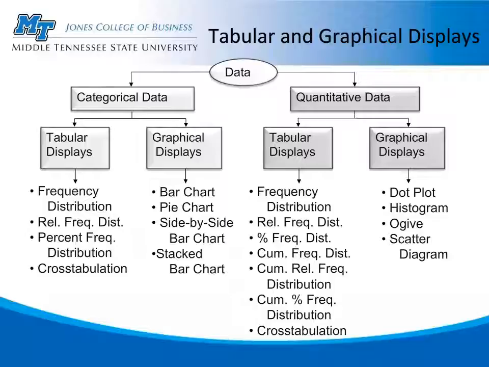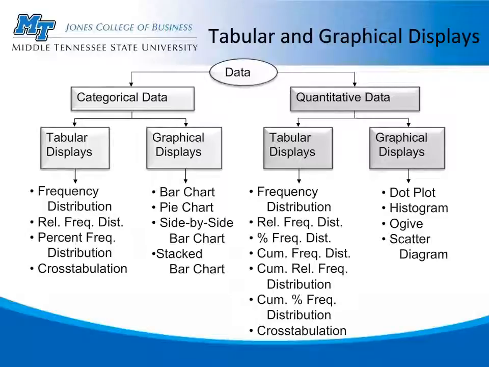Cross-tabulations. You can have cross-tabulations with categorical data. You can have cross-tabulations with quantitative data. You can also have cross-tabulations to where the two types are mixed. For example, you can have the rows being categorical, and you can have the columns being quantitative. Now, purely categorical display types include the bar chart, the pie chart, and some of the other versions of the bar chart. You have side by side, you have stacked.